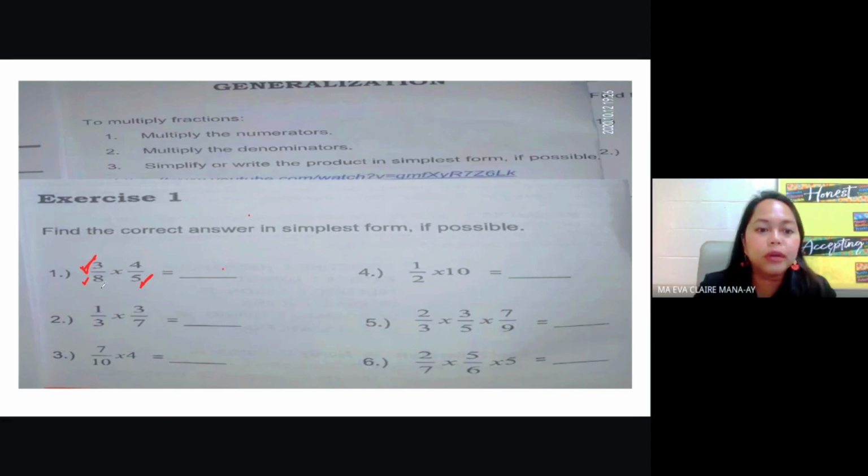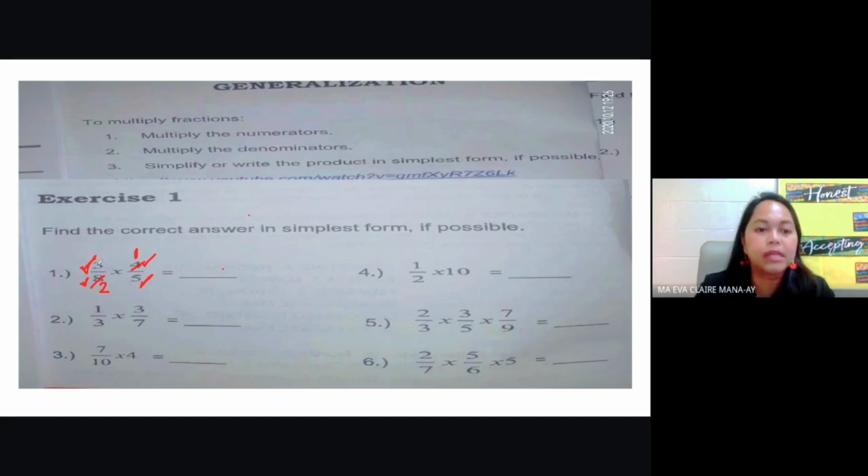Now, you look at your denominator here for the first fraction, that's 8. And the numerator for the second fraction is 4. Now, we know that they have the GCF, and that would be 4. So what we do is we divide both the numbers by 4. So 8 divided by 4 would give us 2. And 4 divided by 4 would, of course, give us 1. Okay, so now we can proceed with our multiplication.